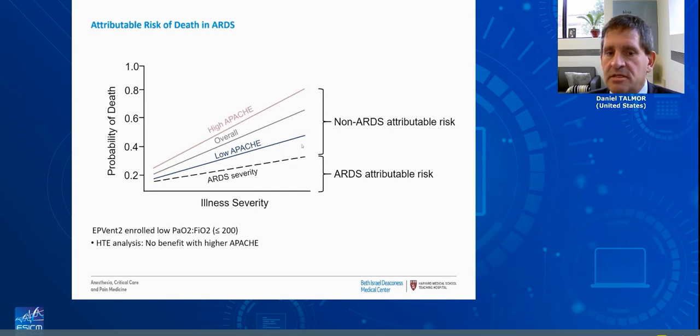On the other hand, in patients with a high APACHE, their attributable risk to non-ARDS factors is the major contribution to their mortality. So in these patients with a high APACHE score, no matter what you do for their ARDS, you may not be helping them because they're going to die of their sepsis or their pneumonia or their COVID or whatever it is. So by looking at the heterogeneity of effect by the patient's severity of illness, we were able to identify populations that may actually benefit from interventions targeting ARDS.